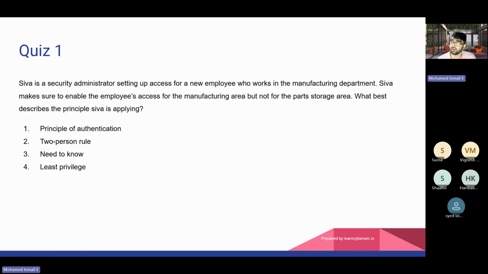So here, always in ISC squared, we need to eliminate the least likely answers and figure out the most suitable answer. In that aspect, the principle of authentication is not matching anything. 2% rule, we haven't seen that concept so far. Need to know, maybe, could be, but least privilege is the most appropriate and meets the requirements, so the answer is 4.